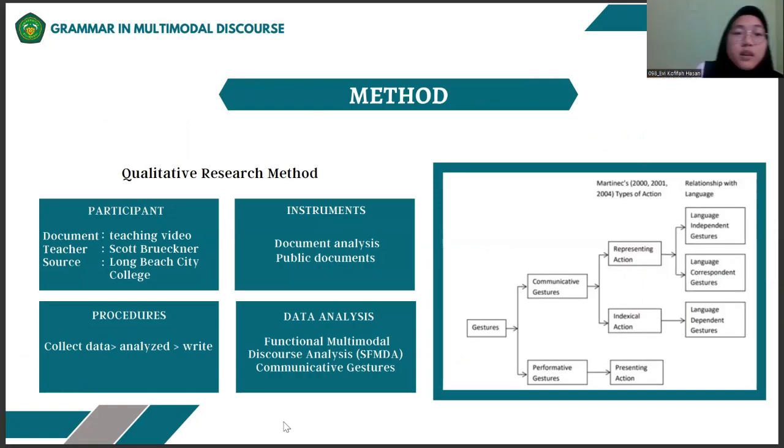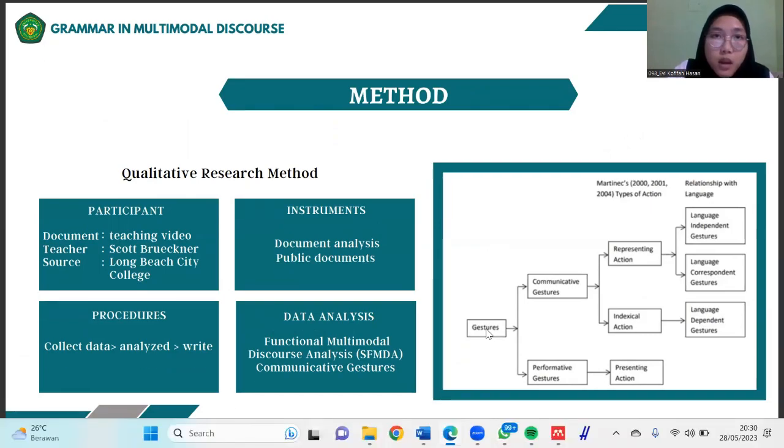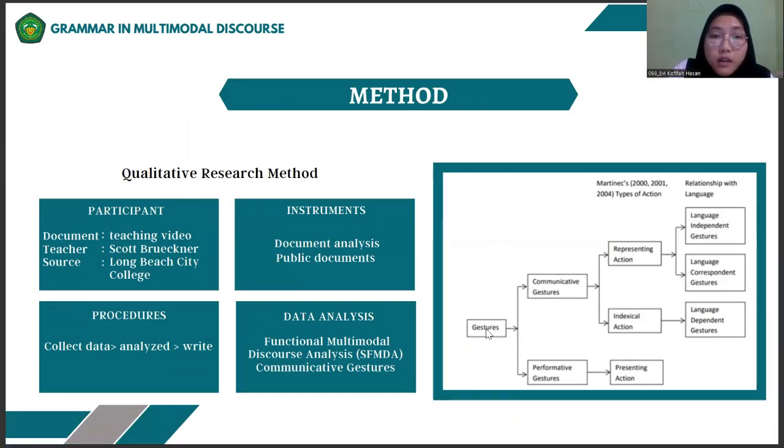In this research, we use the qualitative research method. It was selected since qualitative research methods are particularly good at examining and developing theories that deal with the role of meanings and interpretation. And in this research, we try to find the meaning and interpretation of teacher hand gestures.